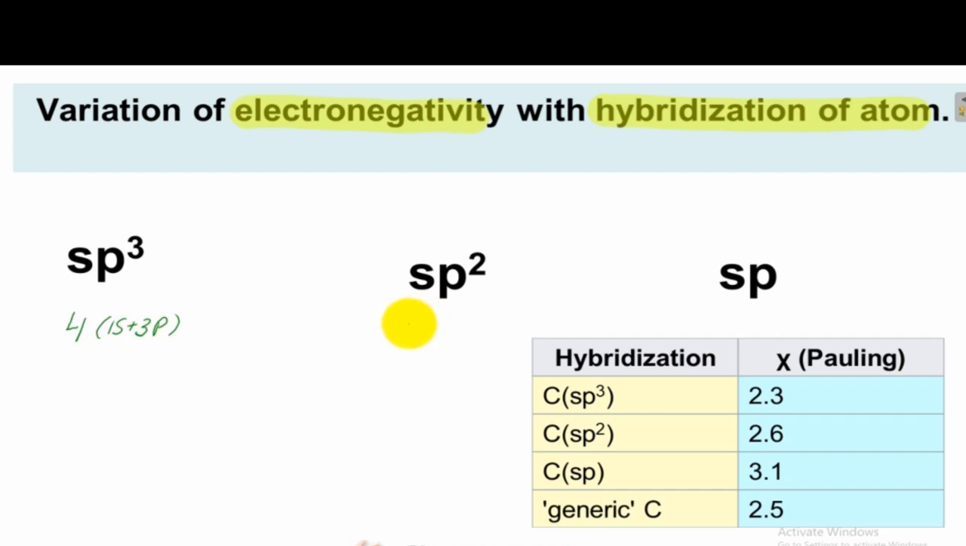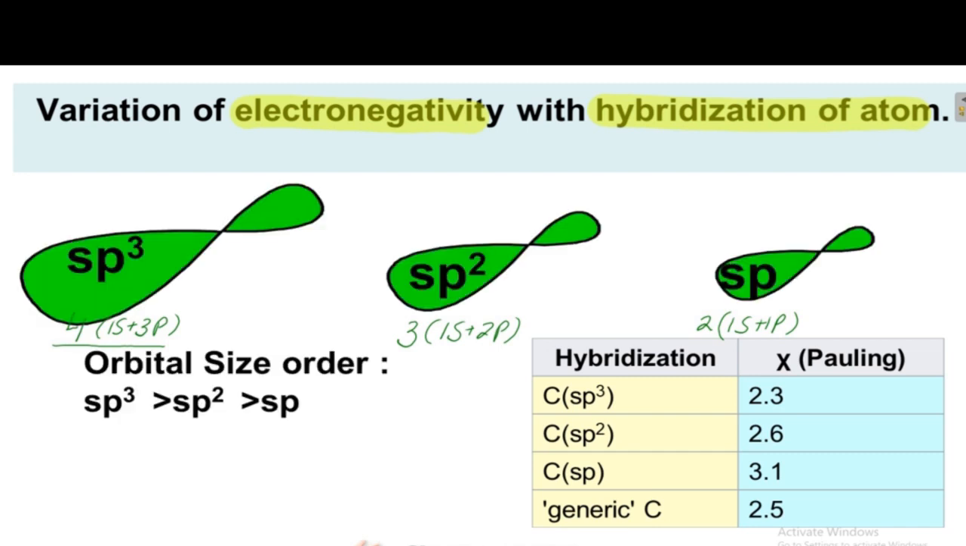In sp2 hybridization, it is formed by mixing 3 orbitals, 1 s and 2 p's. sp hybridized orbitals are formed by mixing only 1 s and 1 p, so it is formed by mixing only 2 orbitals. The more orbitals mixed for hybridization, the bigger the size of the hybridized orbital. So sp3 orbitals are bigger in size than sp2, which are bigger in size than sp.